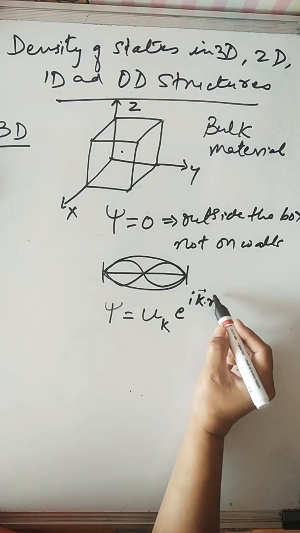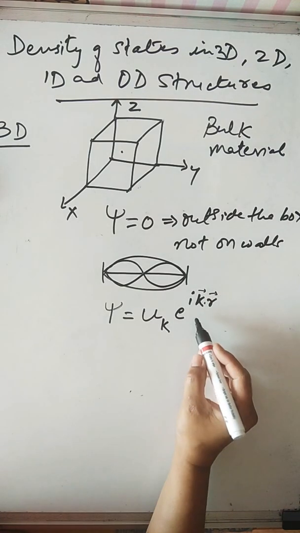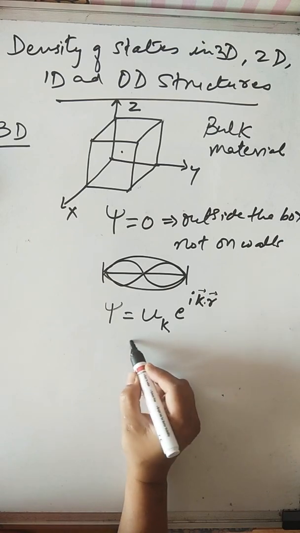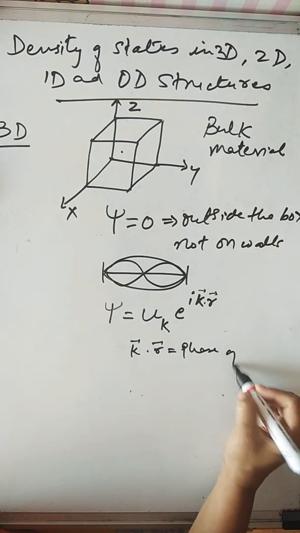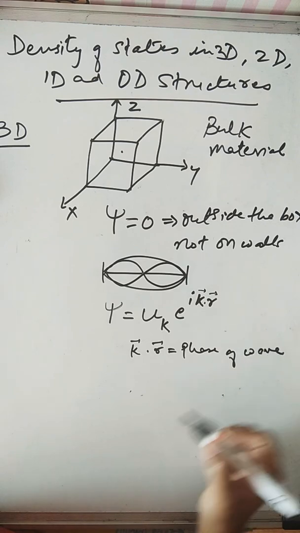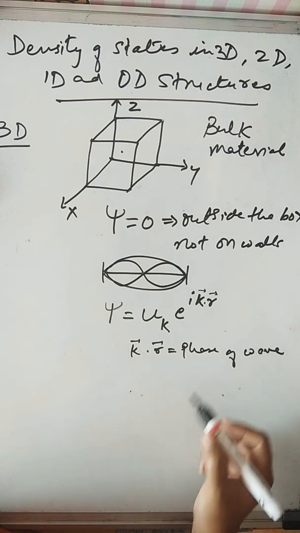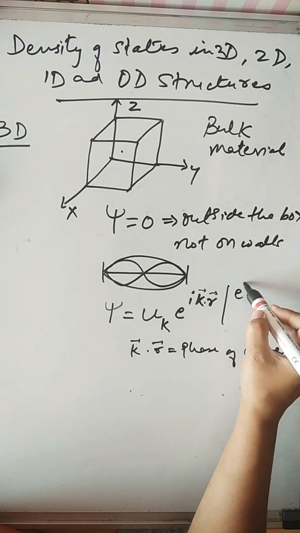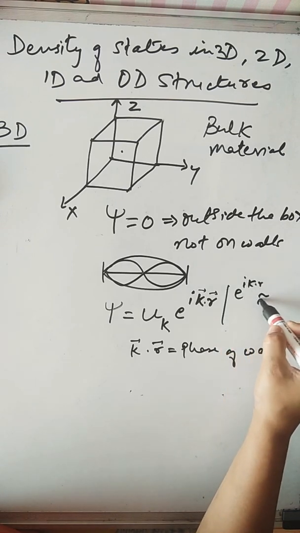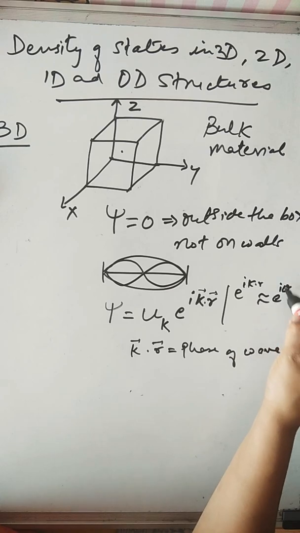This k is actually a vector, this r actually is a vector. What does this represent? This represents the phase of the wave. Okay, phase of the wave, because you can simply compare this e to the power iota k·r to e to the power iota theta. So this theta is k dot r.